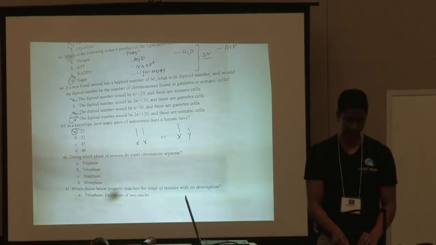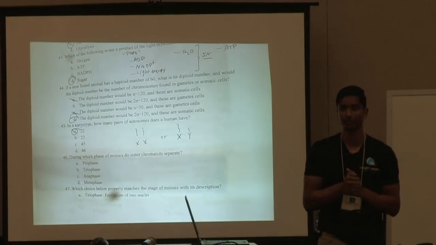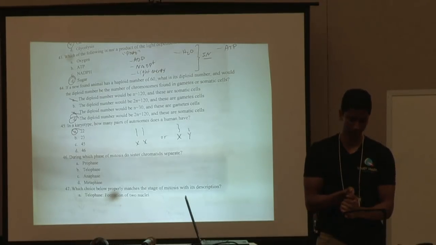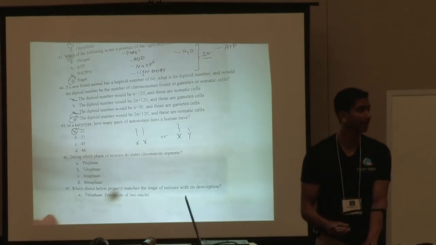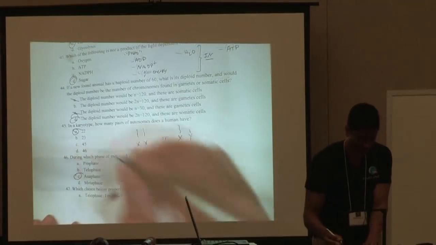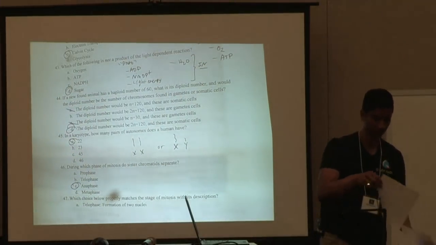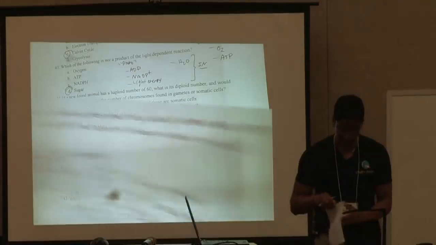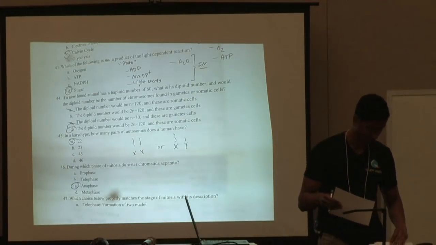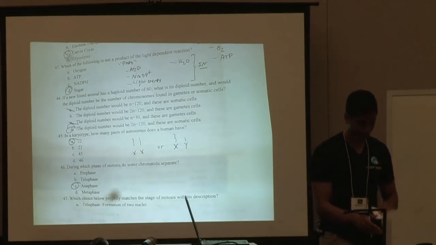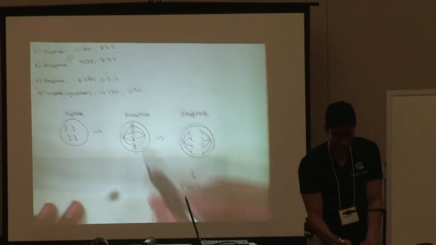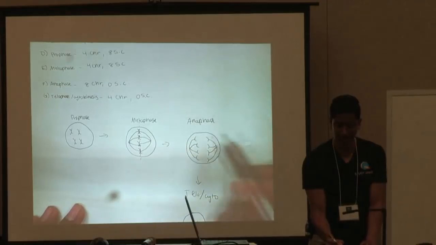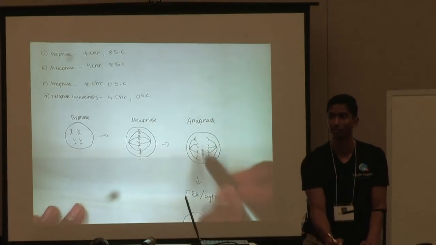All right, which phase of mitosis do sister chromatids separate? Anaphase, right? So you guys remember, where'd it go? Right, so there's sister chromatids here, and then they separate in anaphase to form double the number of chromosomes.